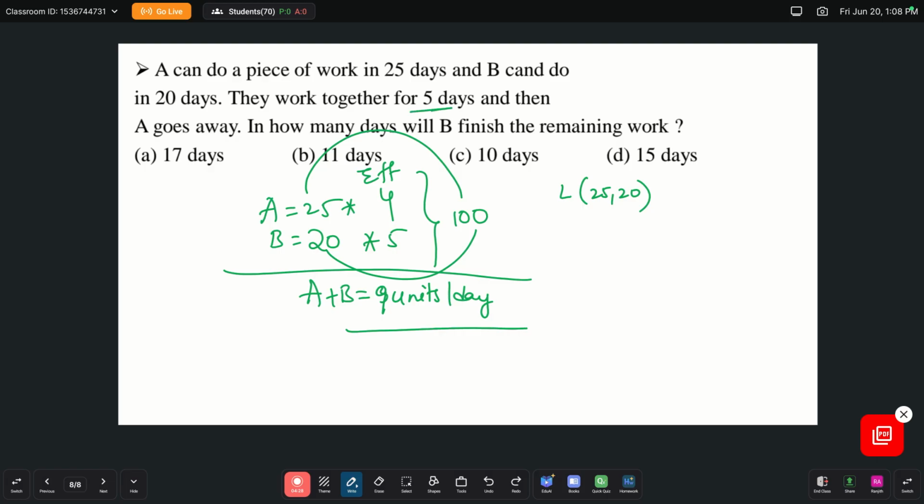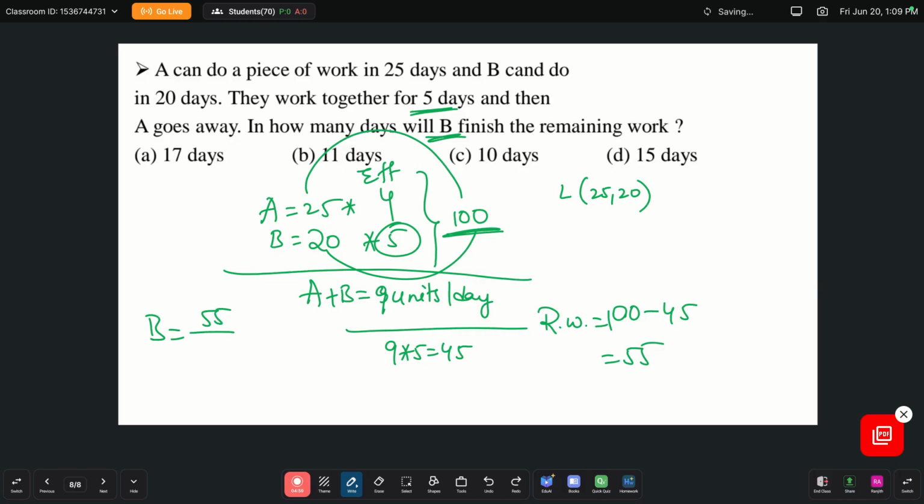They work for how many days? 5 days. So 9 fives are 45. Total work equals 100. Then the remaining work equals 100 minus 45, which equals 55. This 55 units has to be completed by B alone. B's efficiency equals 5, remaining work equals 55. So B equals 55 by efficiency of B, which is 5. 55 by 5 equals 11 days. In 11 days, B alone can complete the remaining work.